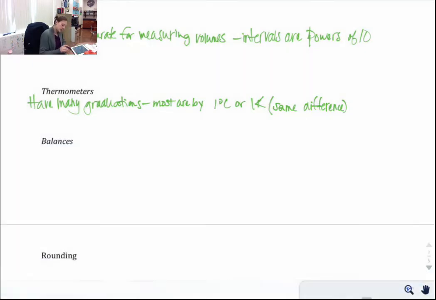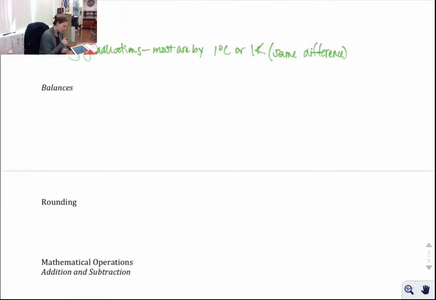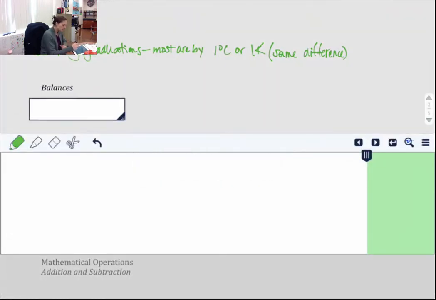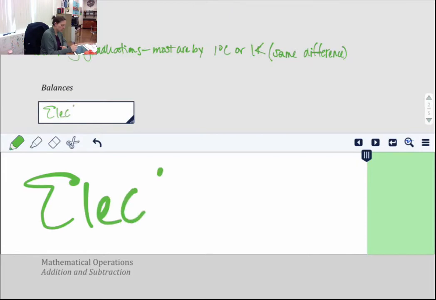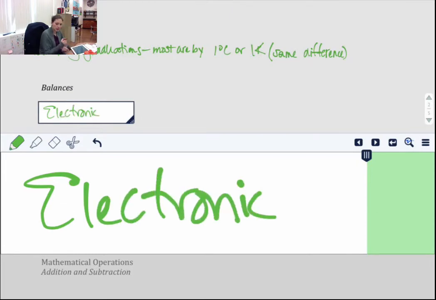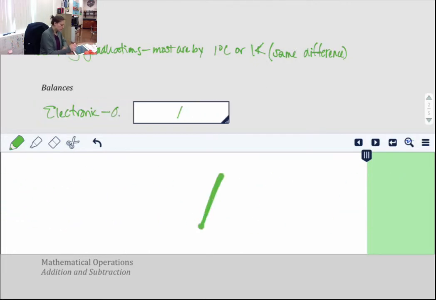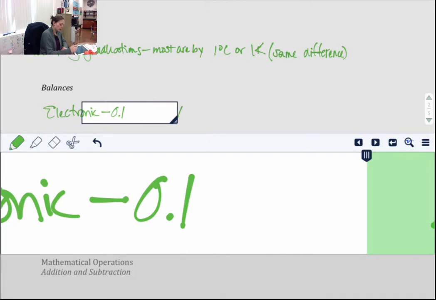Okay, the last thing we're going to look at in terms of lab equipment is a balance. There are kind of two types of balance. The electronic balances are the easy ones. Obviously, the balance is the one guessing for you. You don't have to make any guesses for that one. Be careful, some of the balances in my room are 0.1 grams. Some of them are 0.01 grams.